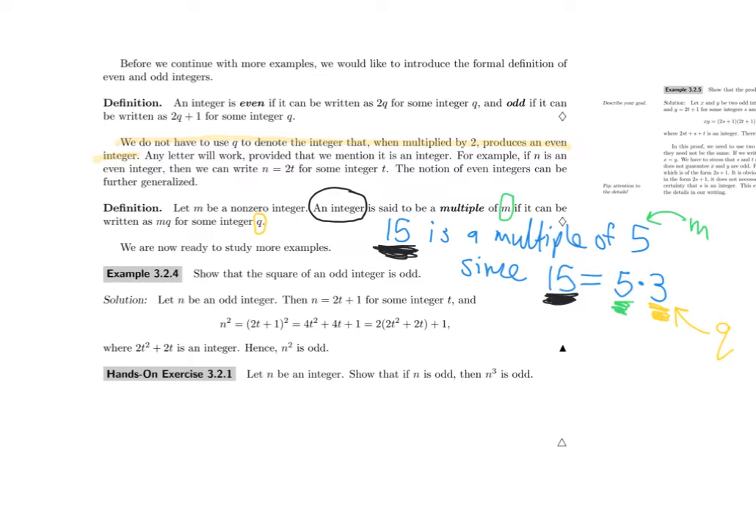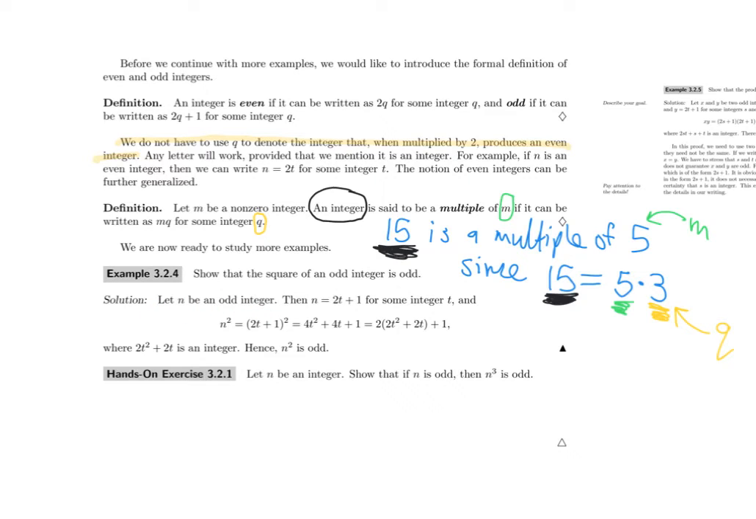Okay, so let's look at an example. It says, show that the square of an odd integer is odd. So that tells me I'm going to have to pick an odd integer. So I have to pick an odd integer, I have to square it, and then I have to somehow argue that it is odd. The result is odd. Okay? Notice the way they start the argument. Let n be an odd integer.